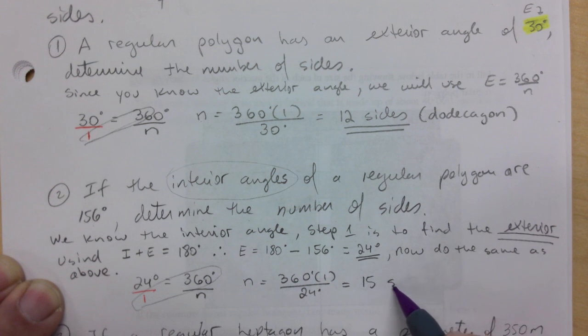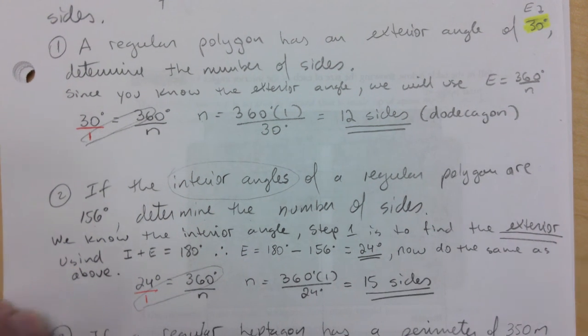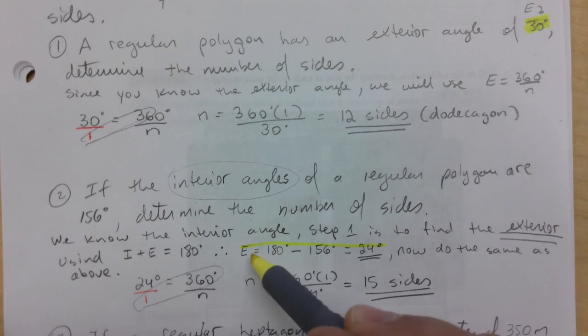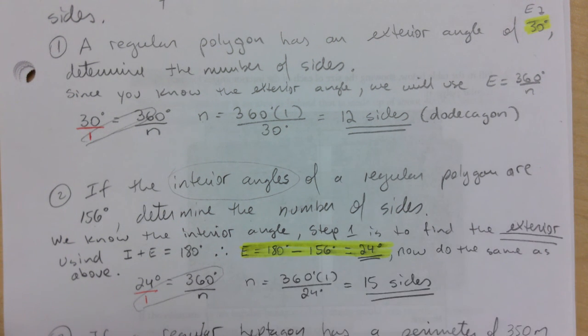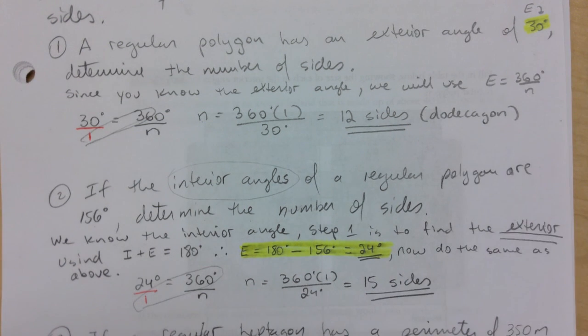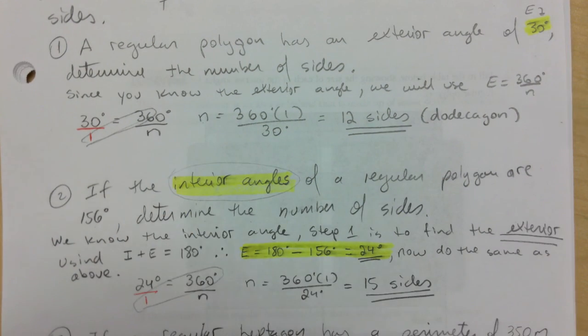And that's 15 sides. We have no name for it. But I'm going to highlight the important step here. This was the first thing you had to do. That was step 1. And then the second step is the same as what we did before. So the interior angle is given. Right, the interior angle is given here. Then you had to do the extra step here of finding the exterior, and then you find out what it is.